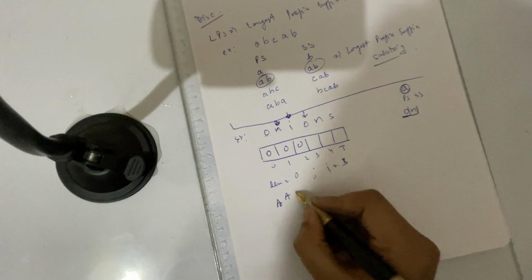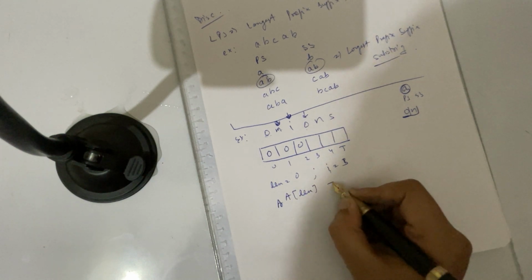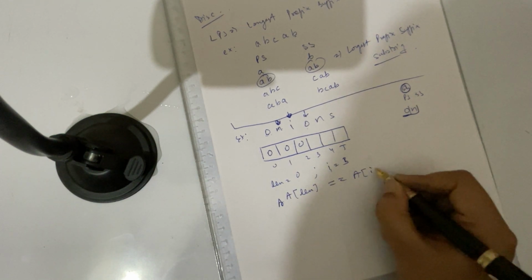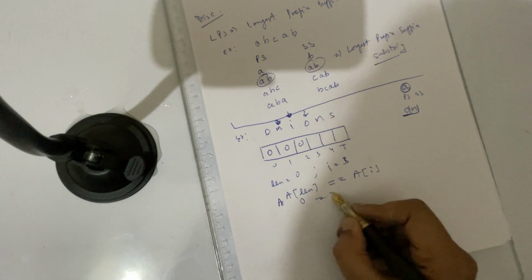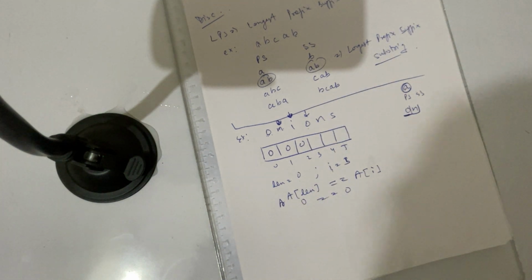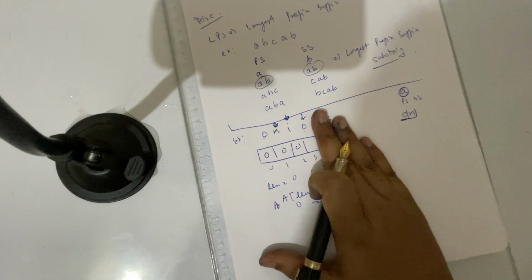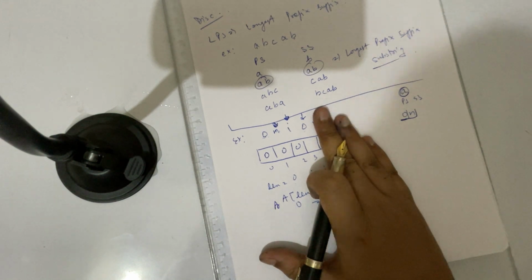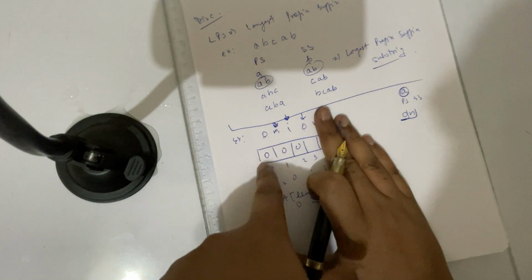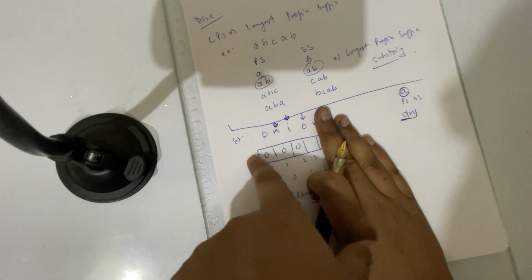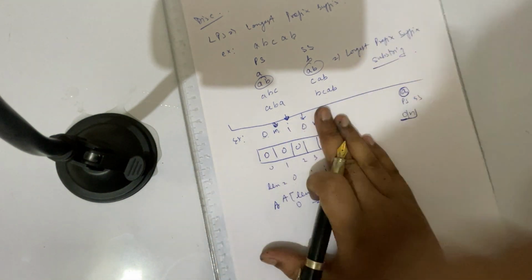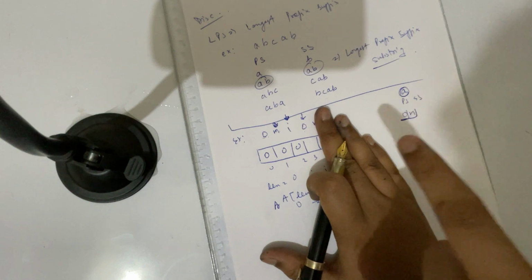So the character at length, which is O, matches with the character at i, which is O. Now what does this mean? If I have a string like this, can you see I have a suffix O and a prefix O? They are matching, which means I have a longest prefix suffix, LPS, of length 1.